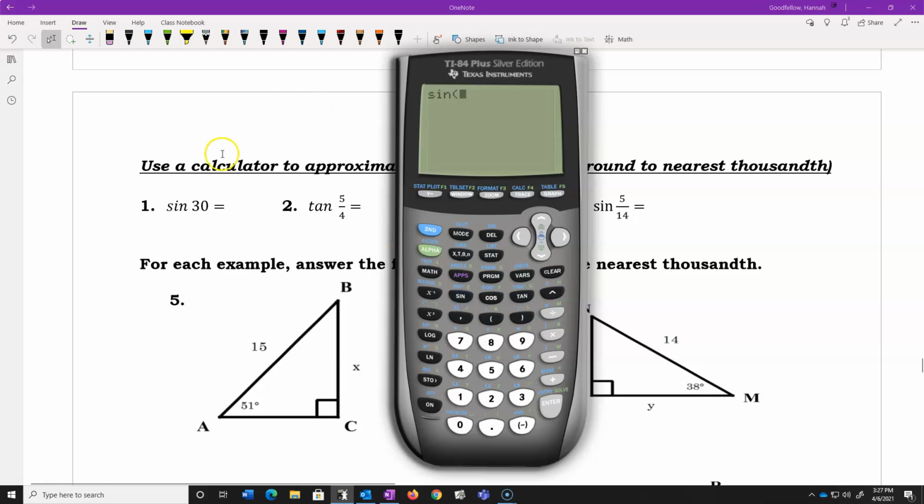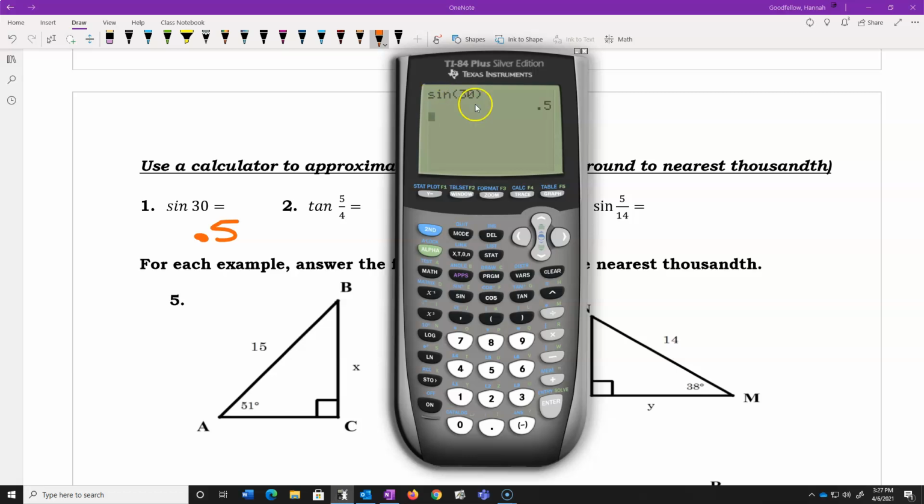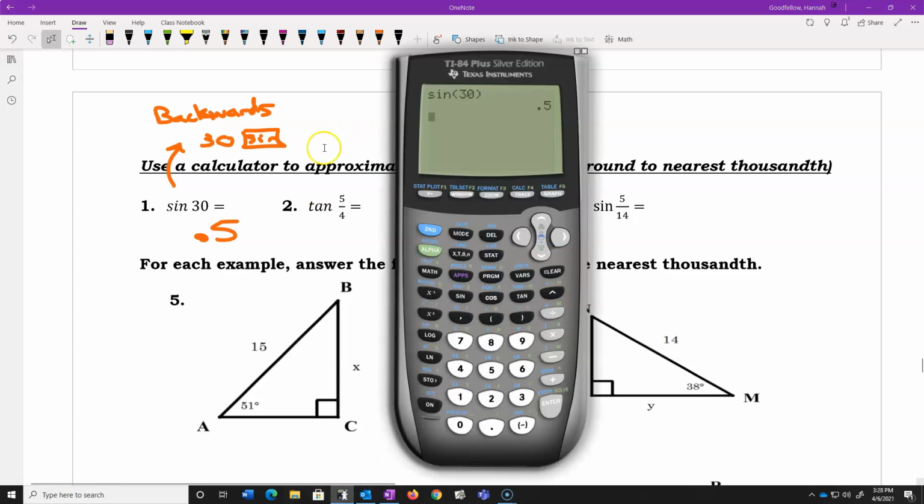Now, I'm going to plug this in exactly the way that it's written right here, which is sine of 30, and I'm going to press enter, and I get 0.5. On my graphing calculator, it types in exactly the way that it's seen. On some calculators, you might have to do it backwards. On your phones, you might have to put the 30 in first, and then push the sine key. So figure out which one yours is. Is yours a forward calculator, or is it a backwards calculator?